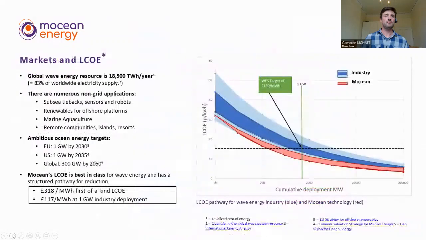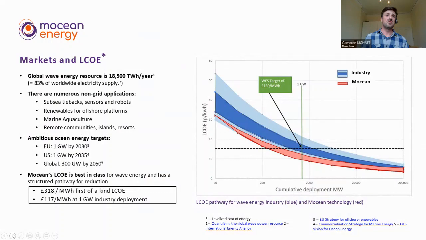Next slide. And of course, we've got to have an LCOE curve. I think we've seen a lot of these cost reduction curves. Just to go through the bullet points, number one, there's a massive global wave energy resource. There's a number of non-grid applications and opportunities for wave energy to provide value while not competing simply on the cost of energy, that allows us to develop the technology and learn by doing. Nevertheless, there is a really large market for grid scale ocean energy and really ambitious targets that are being set by the EU, the US, and globally.